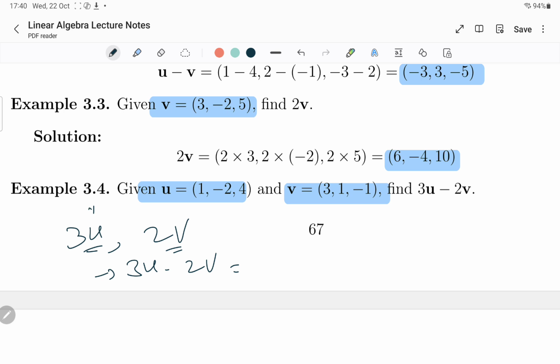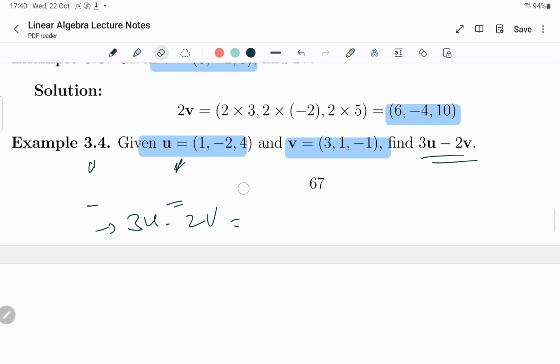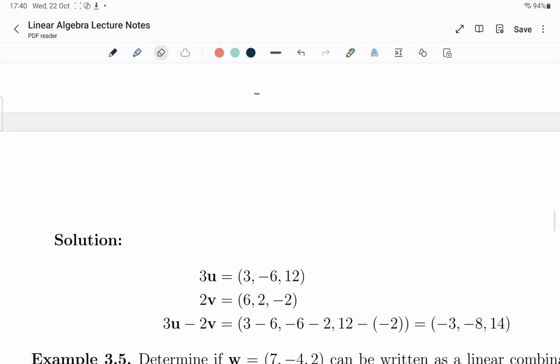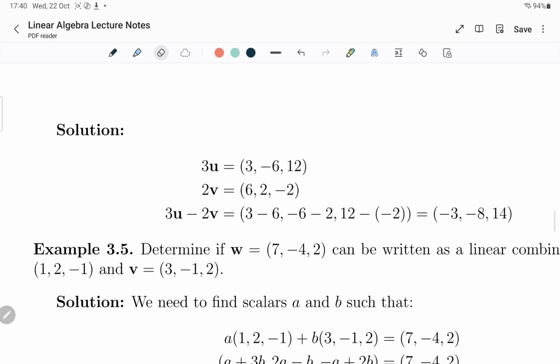You will generate first this vector and then this vector, and after that you subtract these two vectors. So we will find 3u minus 2v. Okay, and this is how it is solved in the following. 3u is 3 multiplied by u, so we get 6, minus 6, 12. 2v is 6, 2, minus 2, and then subtracting we get minus 3, minus 8 and 14. Okay, it's a simple one.